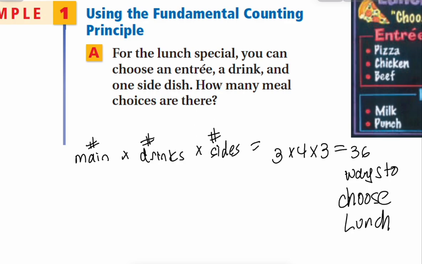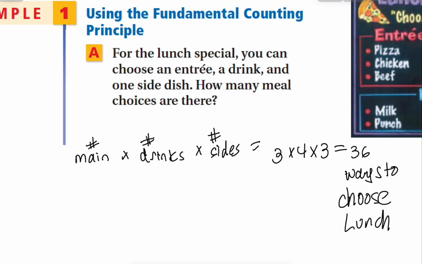Okay. So if you see questions like that occasionally, and they'll say, how many different choices do you have when you pick your lunch? It is just a simple, how many different things do you have to choose from? So I had 3 mains, 4 drinks, and 3 sides. There are 36 different orders.